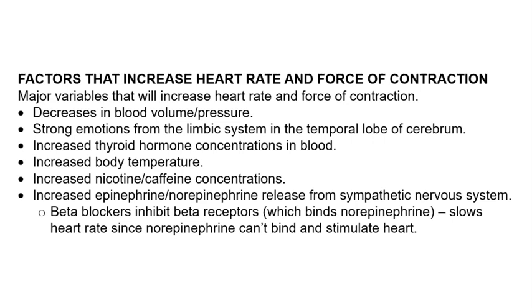We see that drugs that are referred to as beta blockers will actually inhibit the beta receptors, which are the receptors that bind norepinephrine on the heart. And these drugs function to slow heart rate since the norepinephrine is unable to bind to its receptor and stimulate the heart. So that lowers heart rate, and in doing so lowers cardiac output and also helps lower blood pressure and things like that as well.